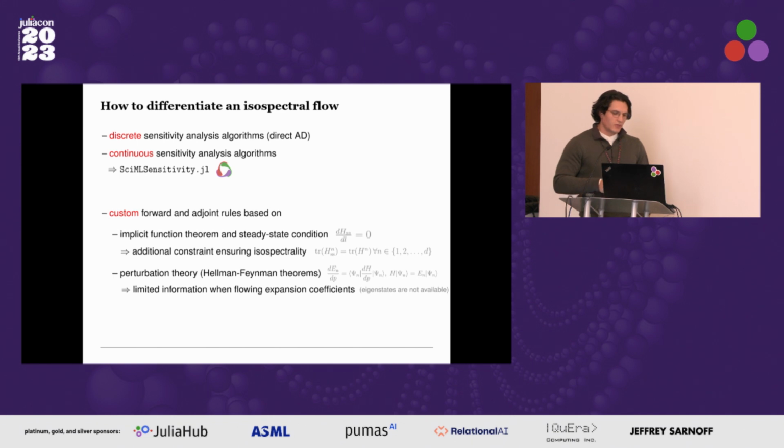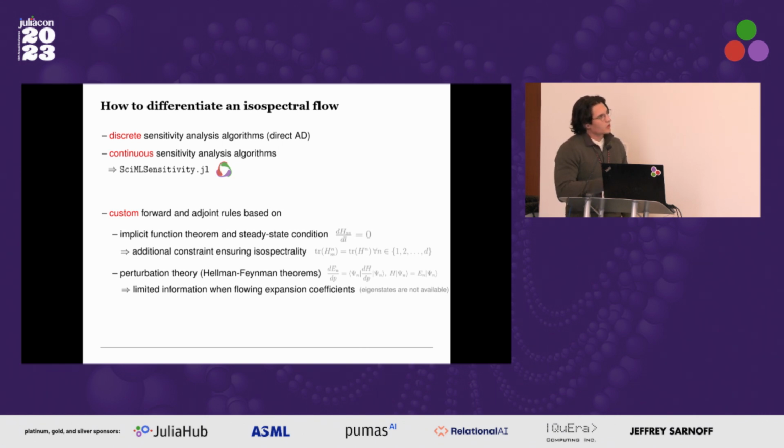And there we take two different routes. One is based on applying the implicit function theorem on the steady state condition. Recall that in the end, we're only interested in taking derivatives with respect to the diagonal matrix, which corresponds to the steady state, and not the derivative at intermediate stages during the flow. But in this isospectral flow method, we have an additional constraint that ensures isospectrality, and that's why the steady state rule, which is implemented in SciMLSensitivity, doesn't work out of the box.